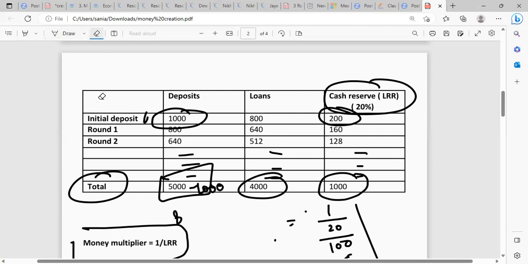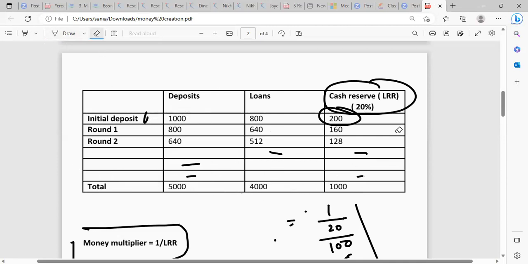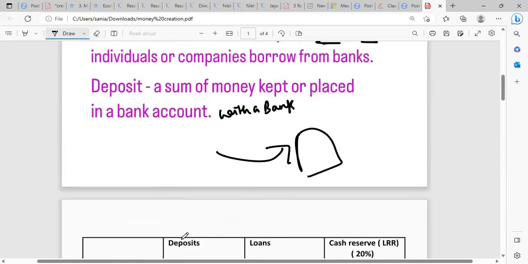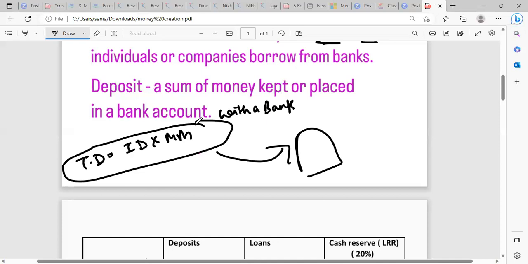So now what you people are going to do is make this table on your own. Let me just show you this part: deposit, loan and cash reserve ratio. And over here I am writing total deposit equals initial deposit multiplied by money multiplier. This is the formula, and for money multiplier the formula is 1 upon LRR. Quickly draw. You have to do 3 rounds, then leave 2 lines and then the last round.